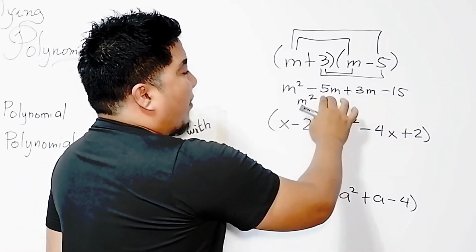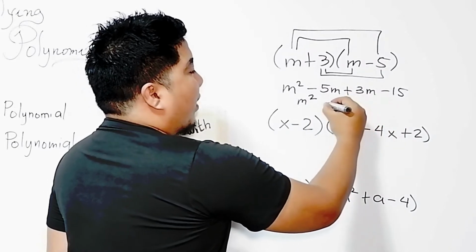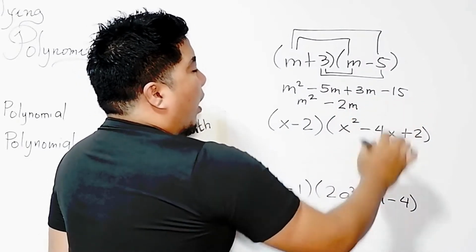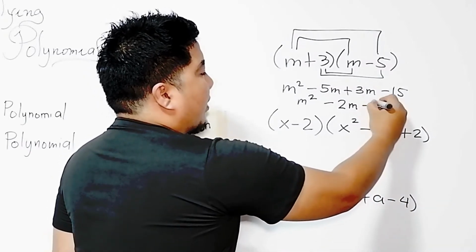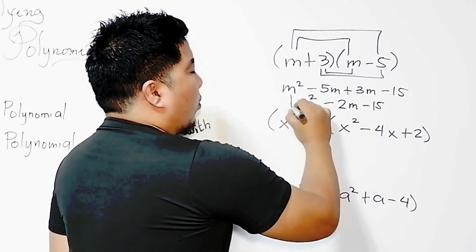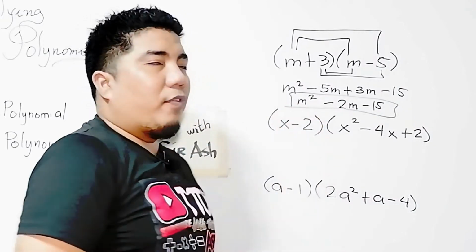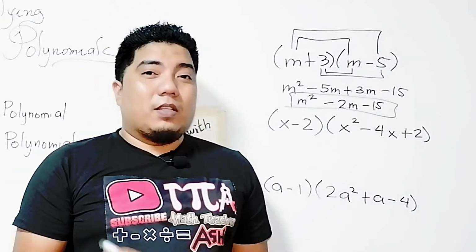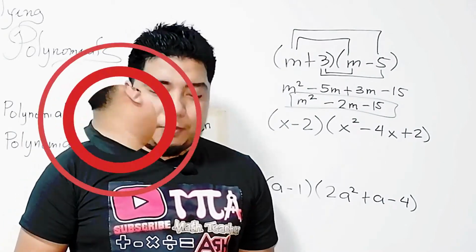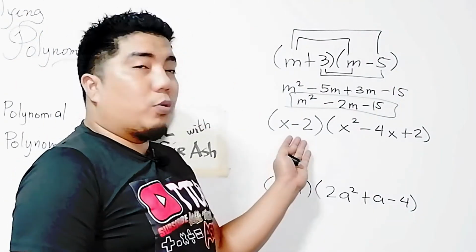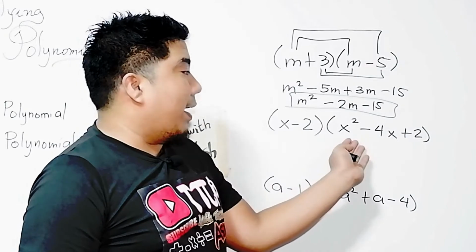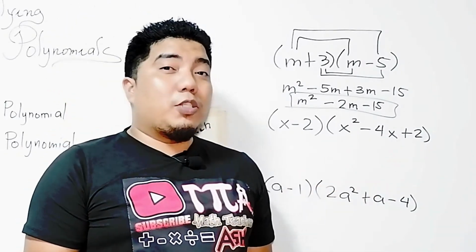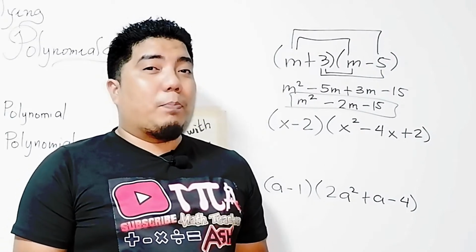So, we have negative 5m plus 3m. That will give us negative 2m. And then, we just copy our constant term, that is negative 15. And that will be our final answer for this given problem. Easy, right? Now, let us go to our second example. We have the quantity x minus 2 times the quantity x squared minus 4x plus 2. What you can do here is you can still apply the distributive property.